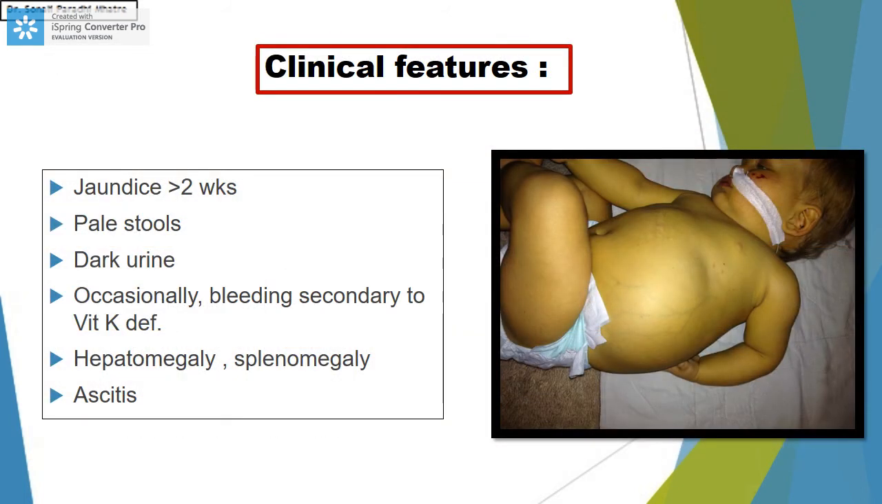So a child presenting with biliary atresia will come to you with jaundice which has been persistent for more than 2 weeks, acholic stools, and dark colored urine. Occasionally there can be bleeding, which is secondary to vitamin K deficiency, and the child may present to us with bleeding. Then hepatomegaly and splenomegaly are documented on examination, and there can be associated ascites as well.